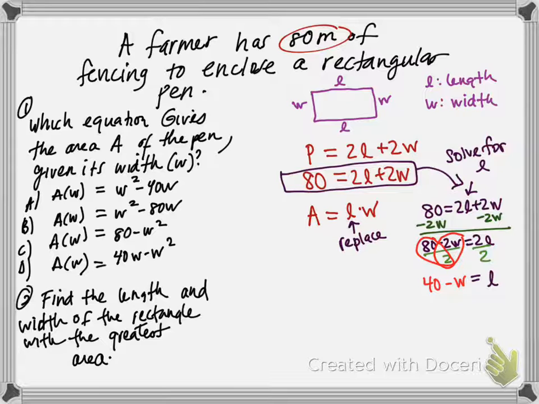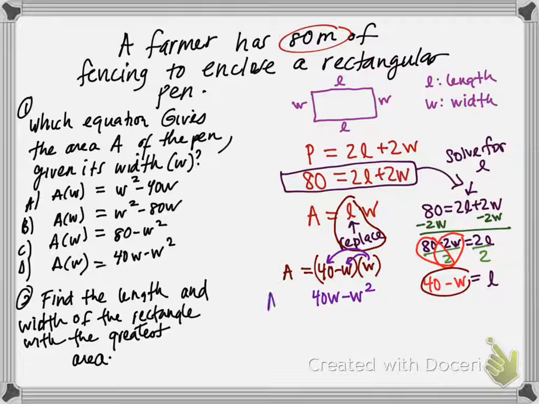So now I can rewrite my area in terms of the width. Area is equal to, instead of L, I'm going to replace that with 40 minus W, and that's multiplied by the width, W. And if I look at my answer choices, I notice that they distributed the W to both terms. So we're going to distribute our W here. 40 times W is 40W, and W times negative W is negative W squared. So the area in terms of the width is 40W minus W squared. So that would be answer choice D.